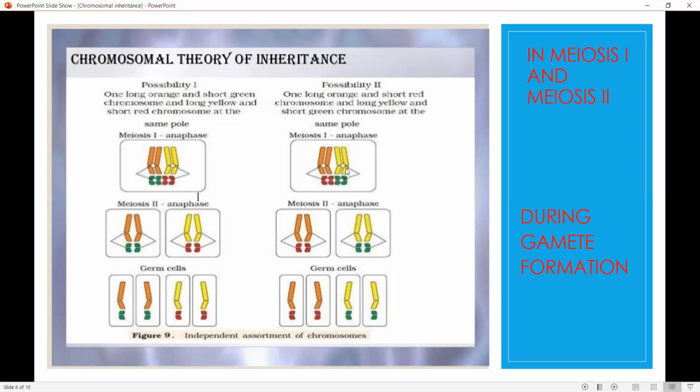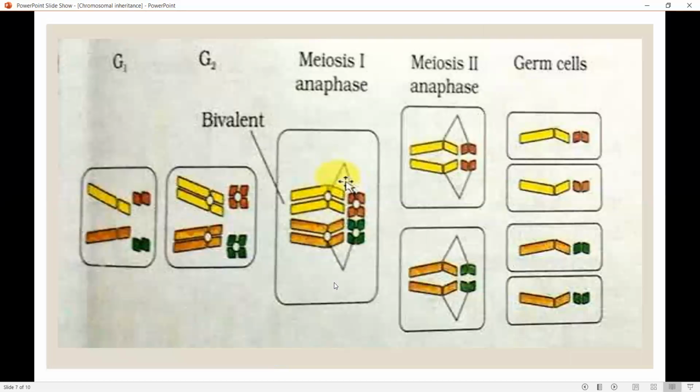So in both cases, in meiosis 1 anaphase and meiosis 2 anaphase, they segregate. First, the homologous pair separate, and second, the chromatids separate. So during gamete formation, each gamete bears only one chromosome with distinct characters. So this is also the same case.